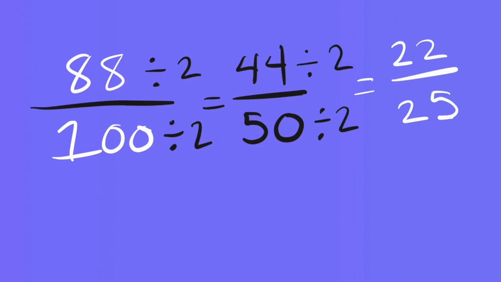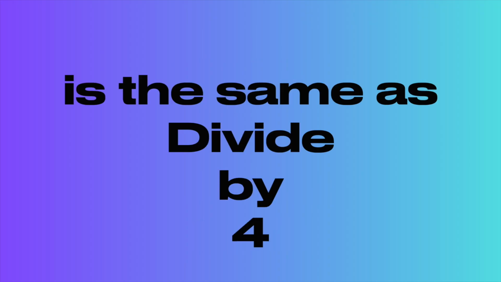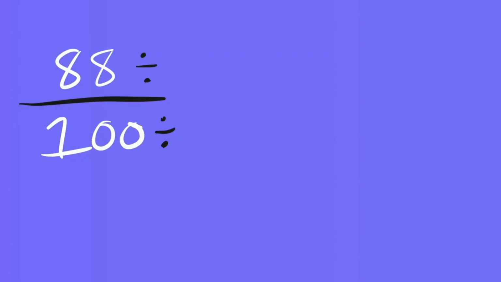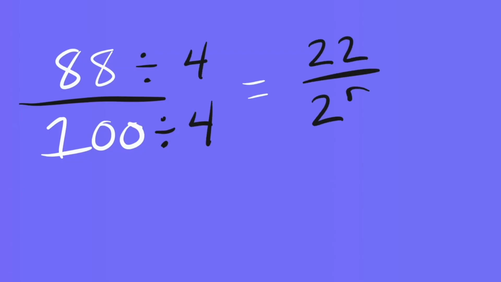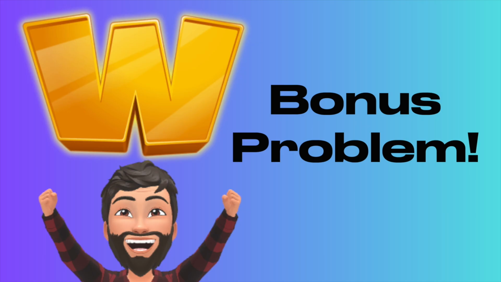Now looking at that, since you divided them by 2 and then divided by 2 again, you can recognize that, well, I could have just divided them both by 4 to begin with, but also cutting them in half and cutting them in half again, that is a strategy that also works. So 88%, 88 per 100, can be written as 88 over 100, or you could reduce it down to 22 25ths. Now it's time for the bonus problem.